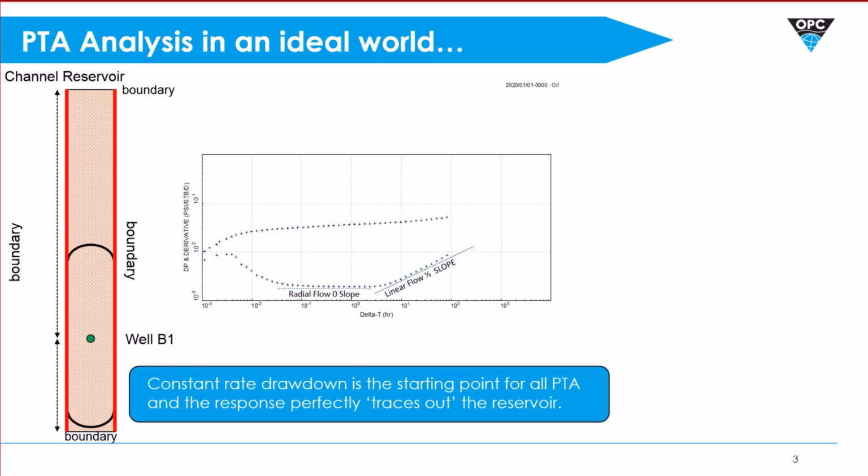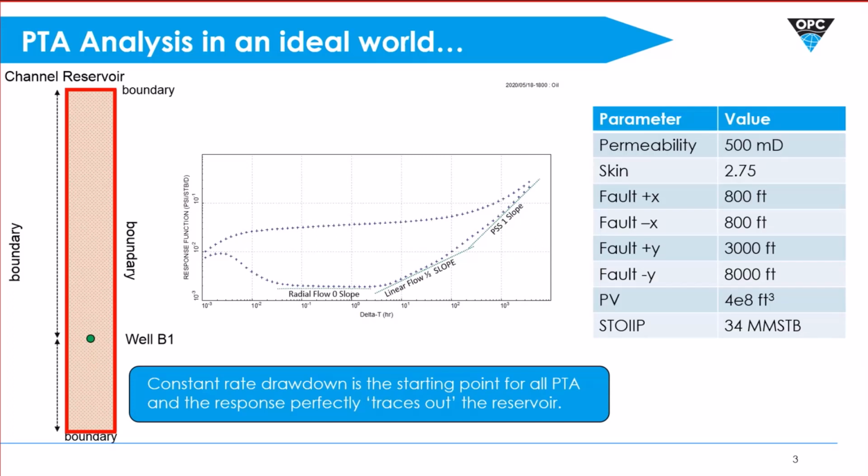And this linear flow continues until we see the boundary to the south, at which point the derivative upturns off the half slope trend. This continues until we see the fourth boundary in the north, at which point we reach a unit slope. And that unit slope is there due to compressible volume. So let's apply straight line analysis on this Bourdet derivative.